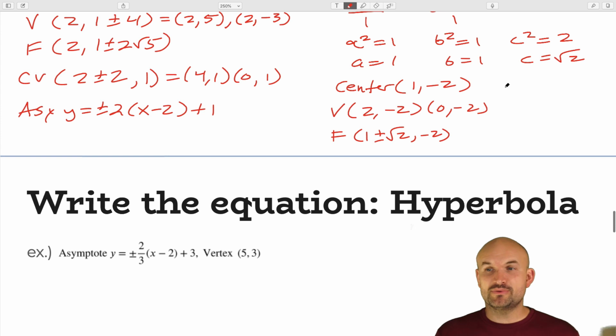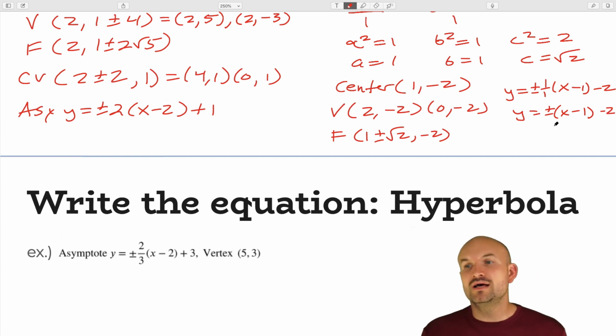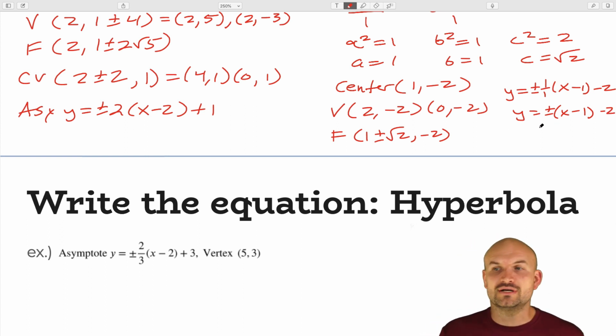All right, and for an asymptote equation, that's going to be my b over a, which is just going to be 1, right? So that would be y equals plus or minus 1 over 1 times x minus 1, and then plus negative 2, so minus 2. So I'd have y equals plus or minus x minus 1 minus 2. Again, you can see that there's that linear equation here with a slope of 1. But you're going to have a little bit of transformations from there because the graph has been shifted a little bit.